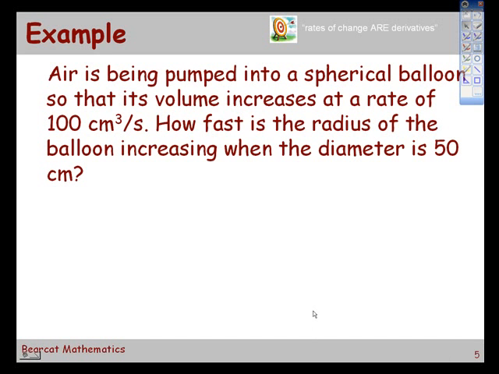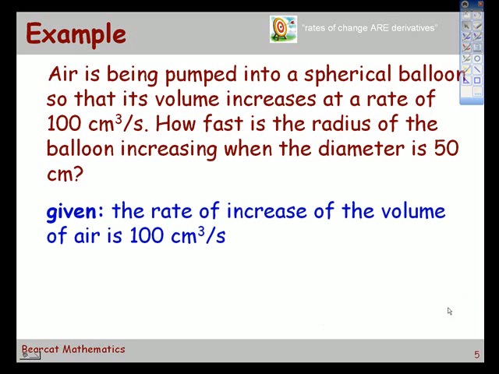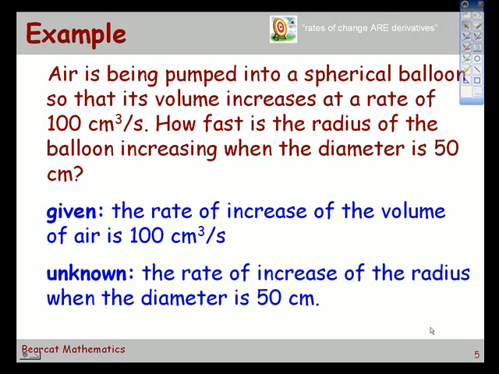We're given the fact that air is being pumped into a spherical balloon so that its volume increases at a rate of 100 cubic centimeters per second. The question: how fast is the radius of the balloon increasing when the diameter is 50 centimeters? We are given the rate of increase of the volume of air in the balloon, 100 cubic centimeters per second. So that's one rate that we're given. And then we're asked a related rate question. They want to know the rate of increase of the radius when the diameter is 50 centimeters.